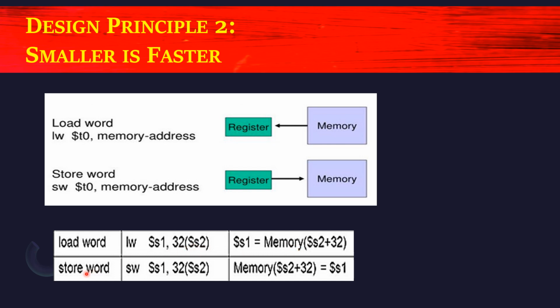Then the command store word, denoted by SW. SW $s1, 32($s2) means the content of the register $s1 is transferred to a particular memory location. This memory location is calculated by adding the offset value to the starting address given in $s2. So the content of $s2 plus 32 is the memory address, and to that address we are storing the register value. So that is the case of store word.